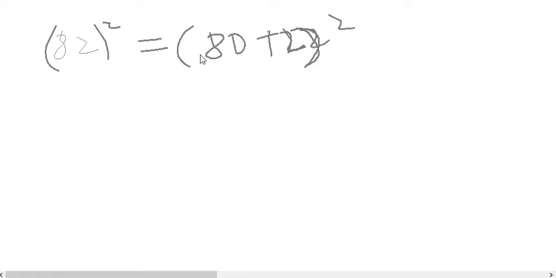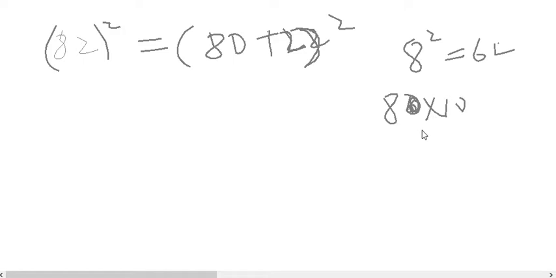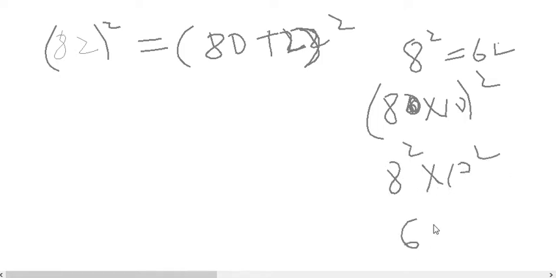Now we know what is the square of 80. If we know the square of 8, which is 64, then what is square of 80? It's nothing but square of 8 into 10, means 8 square into 10 square. 8 square is 64, 10 square is 100, so 64 into 100 is 6400.